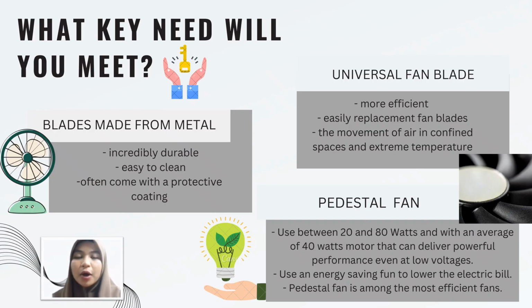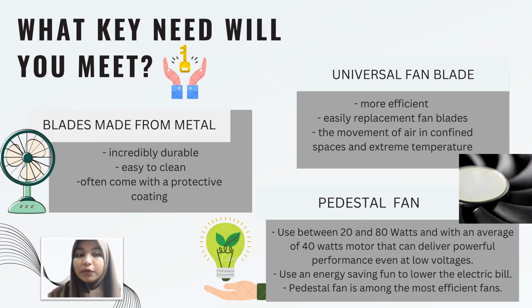Now I'm going to explain what key needs will be met. The first one is blades made from metal. Blades from metal are durable and will last for years. Secondly, blades from metal are easy to clean from dust, which you can clean with water. Other than that, blades from metal often come with a protective coating, typically of zinc and silicone. And the last one is strong airflow, because it cuts through the air with very little resistance.